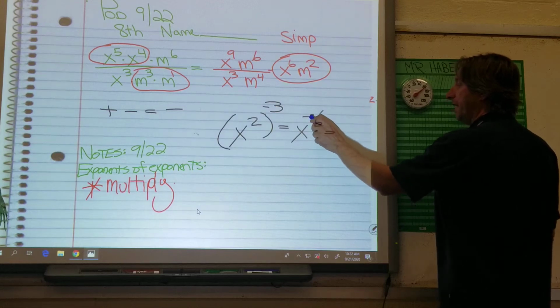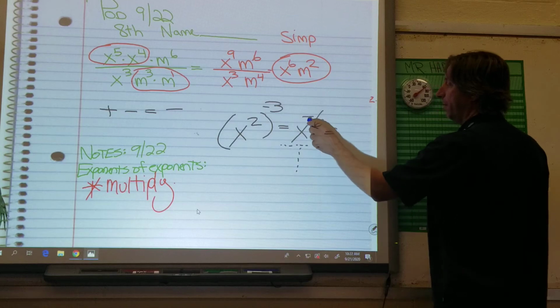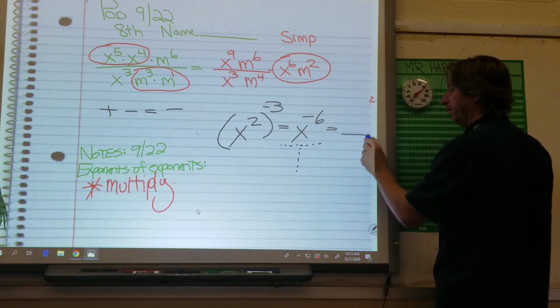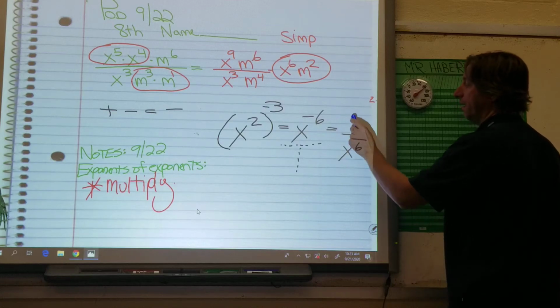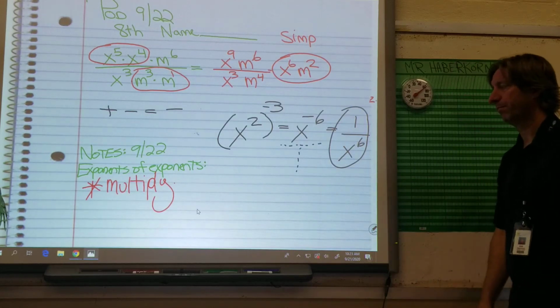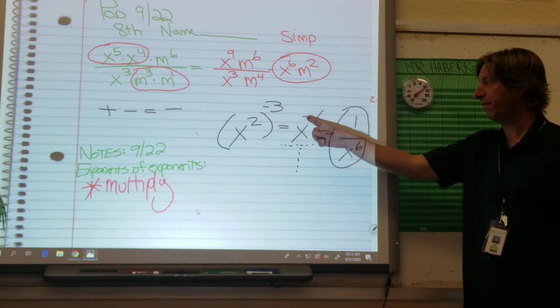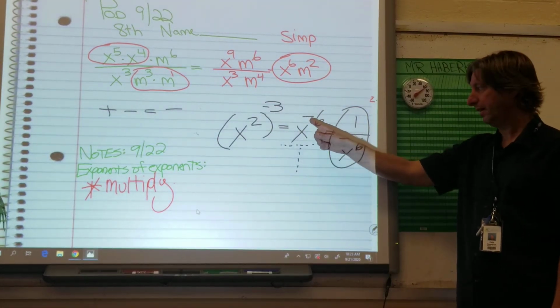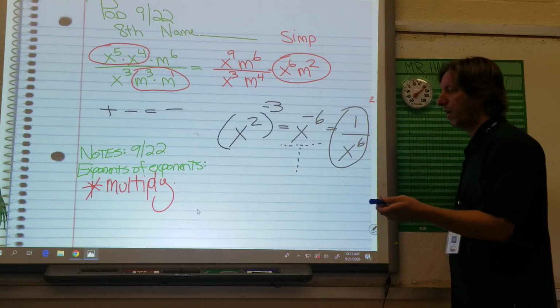We know to get rid of the negative, we move it to the bottom, right? Remember this? I'm going to move this whole thing to the bottom and make this positive. Then we put our 1 on top. So remember, if you have a negative exponent, it doesn't mean negative. It means it's moving to the other side of the fraction. Can't forget that.